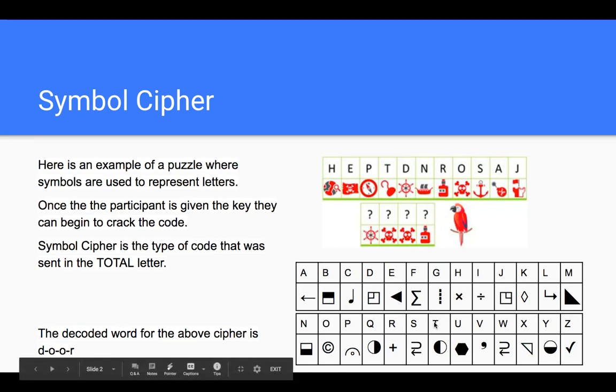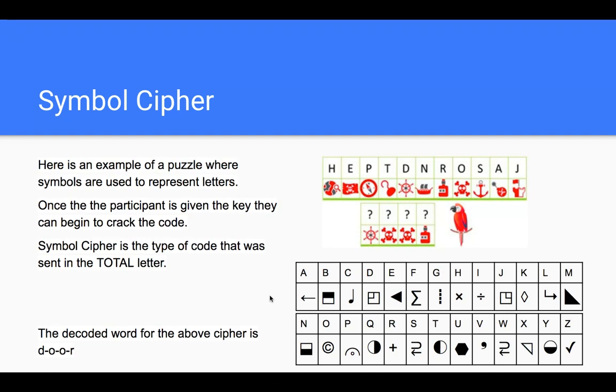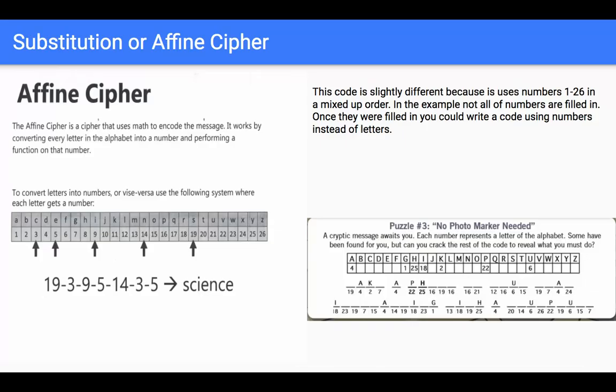And then obviously this is the code down here that we used for the total letter. It's a really fun cipher to use. It's pretty simple if you have a younger audience or you want to make something a little less complicated. Using a cipher like a symbol cipher is a great way to do that.